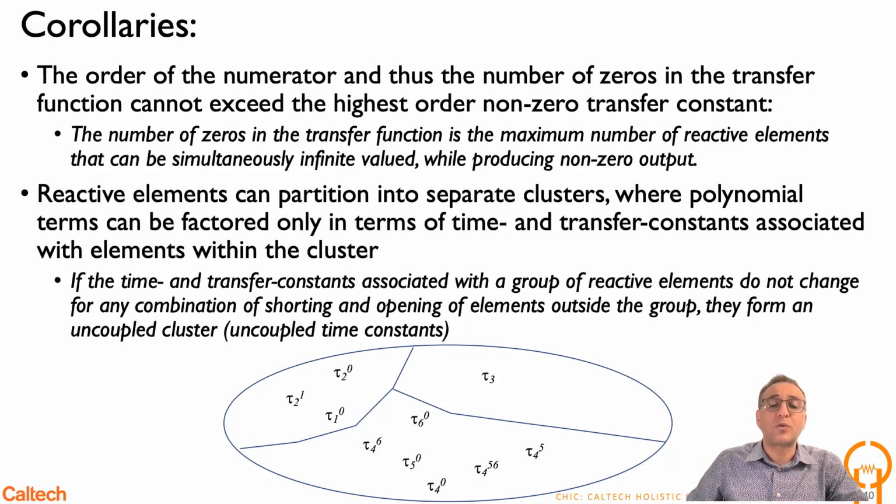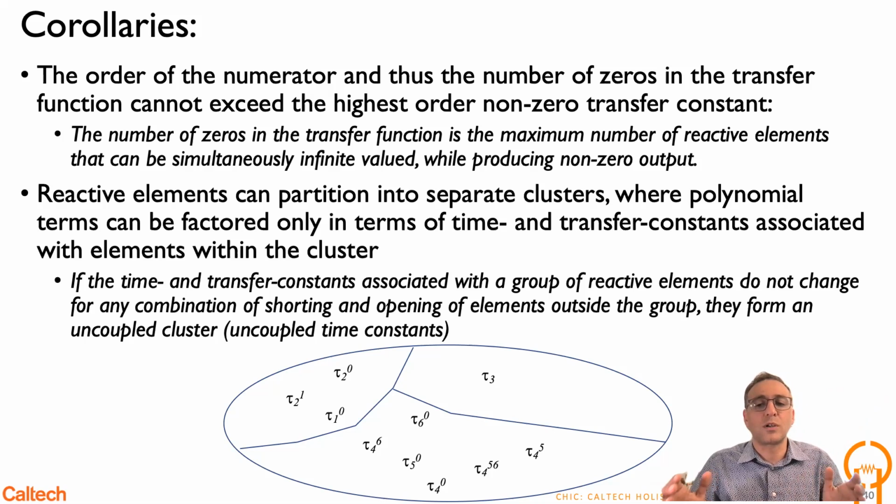Now, there can be a situation where two time constants are mutually coupled, but they're uncoupled from everything else. So for example, elements 1 and 2 can be coupled to each other, meaning that shorting or opening of one affects the other one. So tau 2,0 is not, for example, equal to tau 2,1. Basically, they would not be equal. But shorting or opening of other elements, elements 3, 4, 5, 6, does not have any impact on whether or not these are going to change. So this group is coupled.